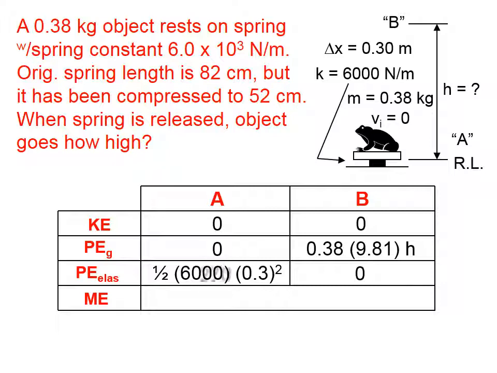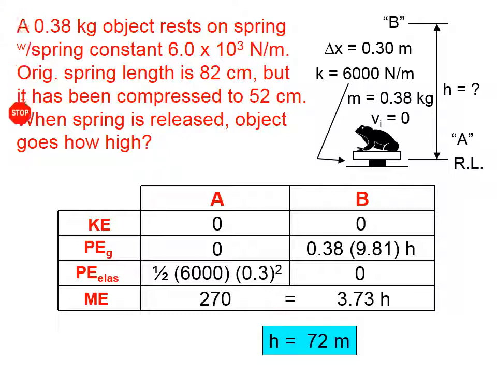We total up the three energies from snapshot A, we add up the three energies from snapshot B, we set them equal to each other, and we divide both sides by 3.73, and this object rises to an alarming height of 72 meters.